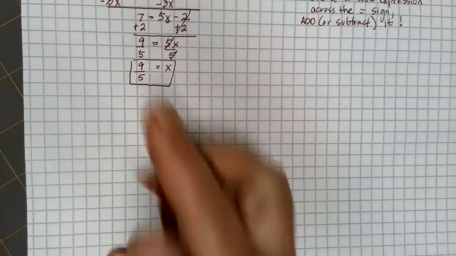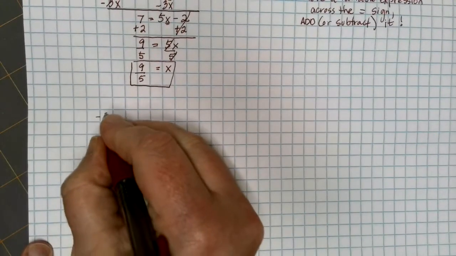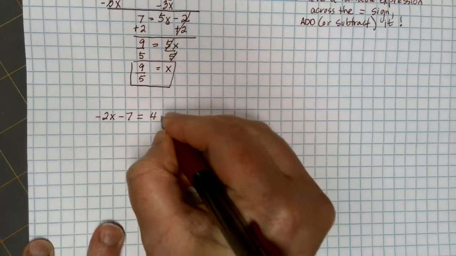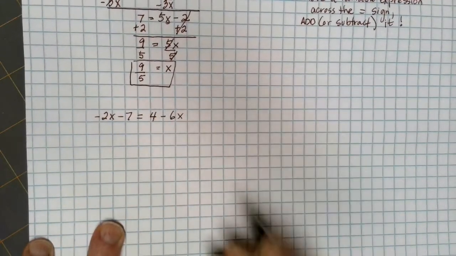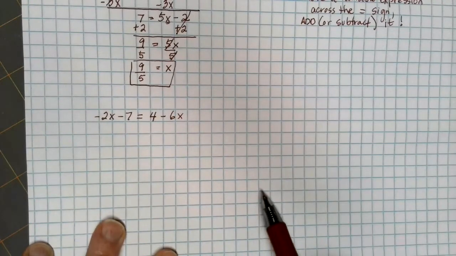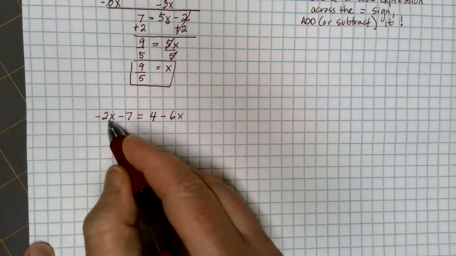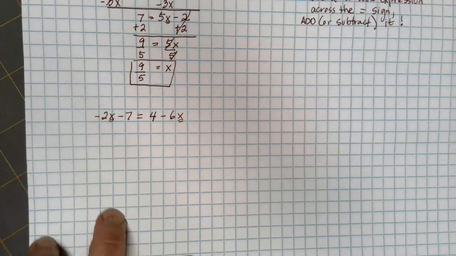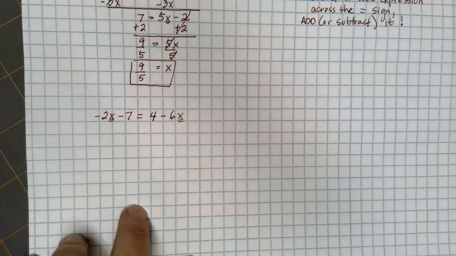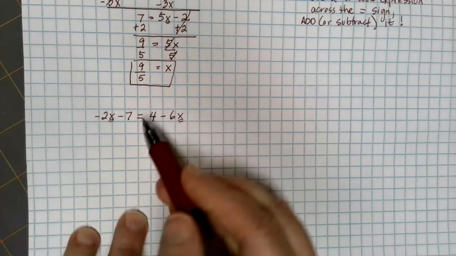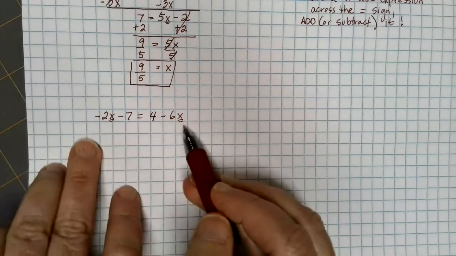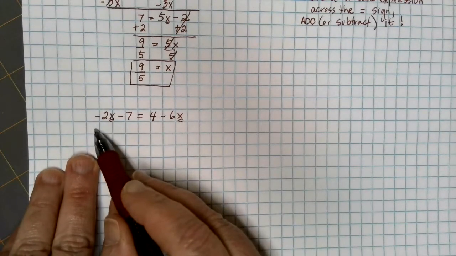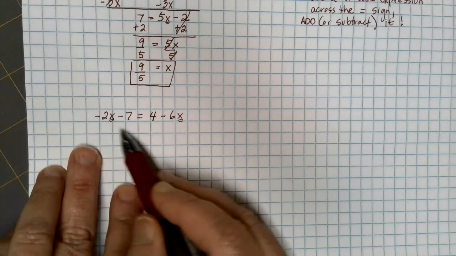Let's do a couple of other examples here. Let's suppose that we have negative 2x minus 7 equals 4 minus 6x. Okay. In this case, I have more than one x. When you try to get the x by itself, you see that there's more than one of them. So our very first step is going to have to be to get those onto the same side of the equation. All right, so we have two choices. We can move the negative 2x over here or the minus 6x over here. Totally up to you which one you want to do.